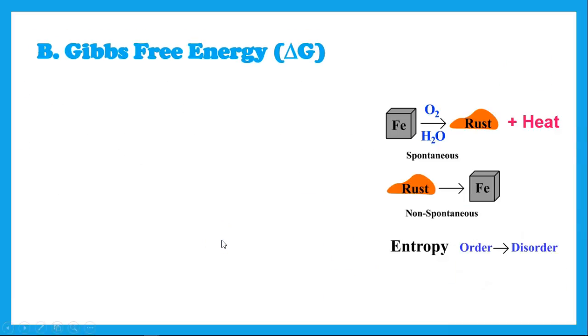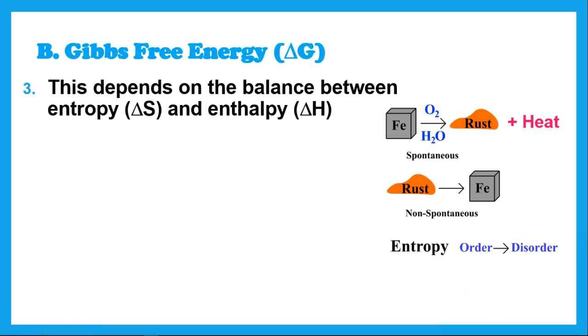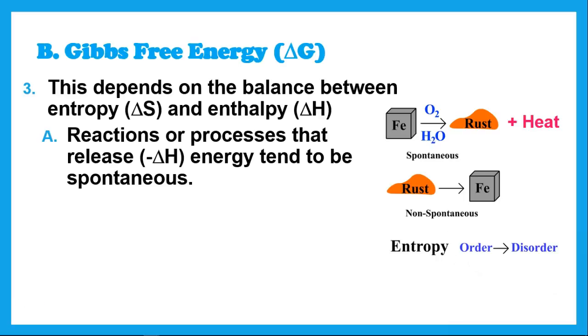All right, so next we have to talk about the balance between entropy and enthalpy. Delta S, entropy, delta H, enthalpy. There is a delicate balance between these that can help us predict whether a reaction will occur spontaneously or not. Reactions or processes that release energy tend to be spontaneous. So negative delta H's, or exothermic reactions, lend towards spontaneity.